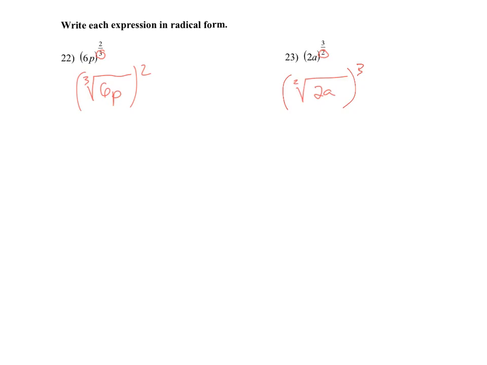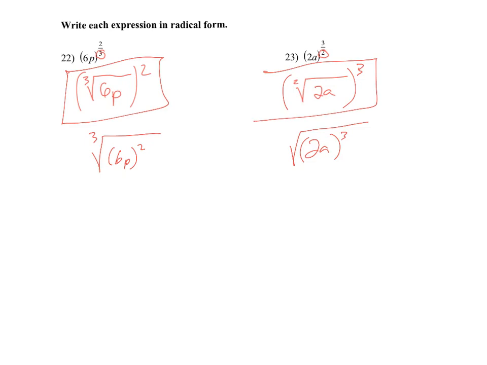Now, you could also write this as the cube root of 6p squared. This would be an equivalent expression. It wouldn't make any difference at all. Or this one could be written as the square root of 2a cubed. More traditionally, it's written like this, with the radical being raised to the power, but writing it this way is not incorrect. It's just not done as often.